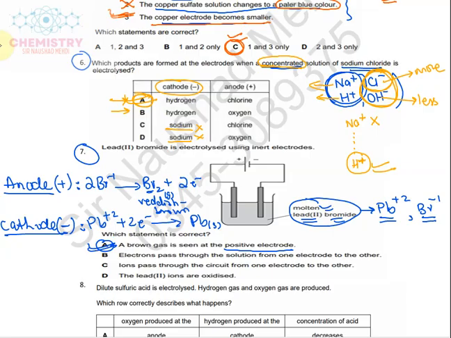Electrons pass through the solution. You all know that the electrons always pass through the external wire. They do not pass through the solution. Through the solution the ions are passing. So this statement is not correct.